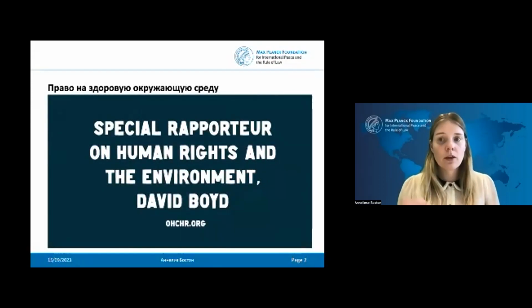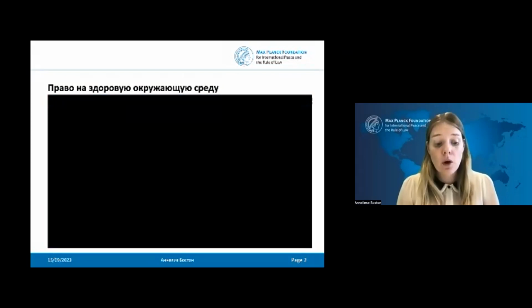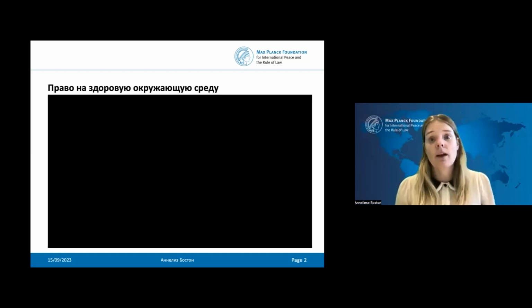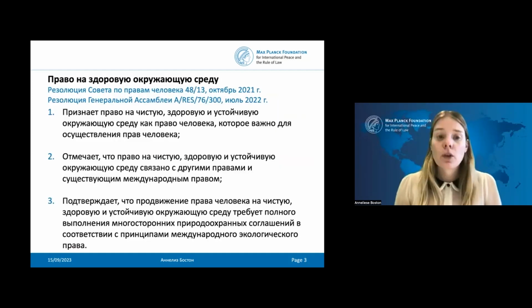So, the Universal Declaration of Human Rights does not proclaim that there is a right to a healthy environment, and the right to a healthy environment is not specifically included in any treaties, but there is a right to a healthy environment. The Human Rights Council Resolution 48/13, passed in October 2021, acknowledged the right to a healthy environment, and you can see some of the text from this resolution on the slide. Following this Human Rights Council resolution, the United Nations General Assembly adopted a resolution with the same wording.